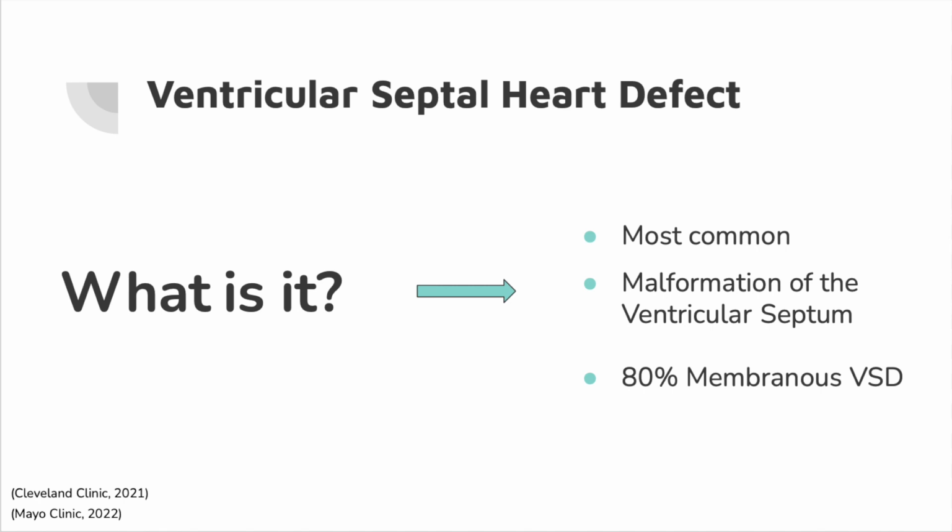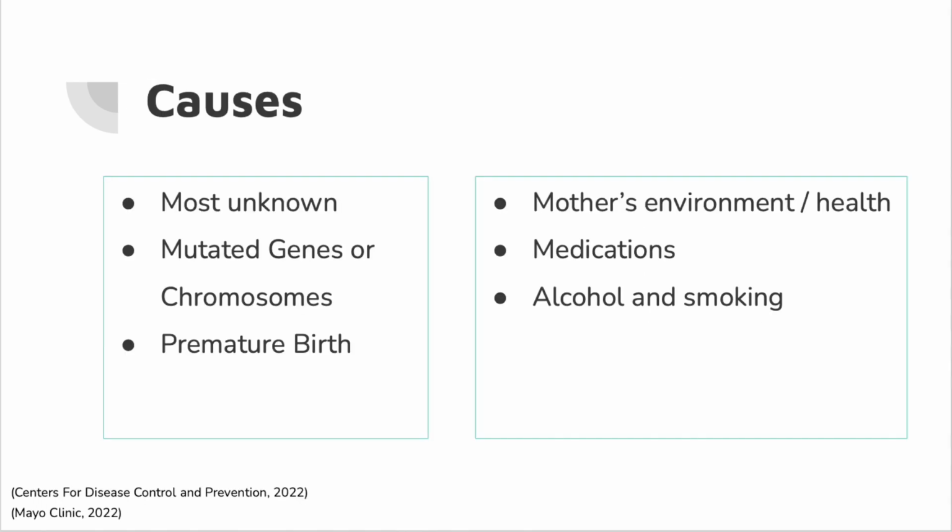Muscular tissues grow upwards from the apex of the heart. This tissue is supposed to connect to the membranous tissue that's growing downwards from an endocardial cushion. In around 80% of VSD cases, it was the membranous tissue that caused the malformation.